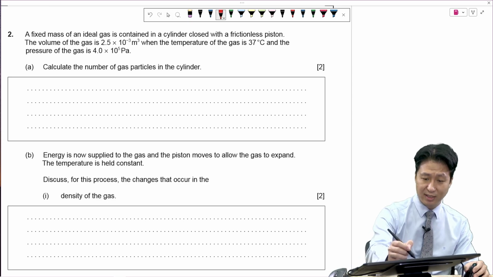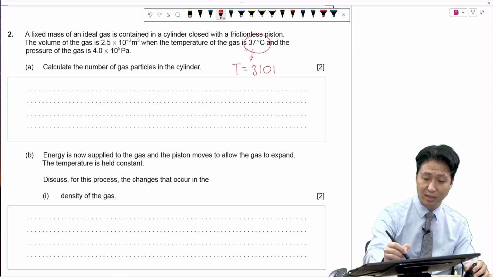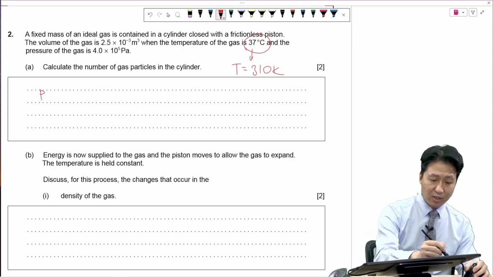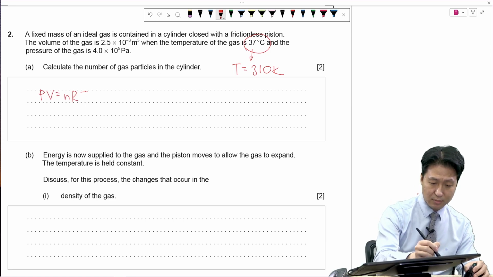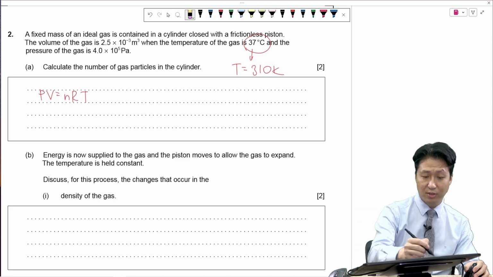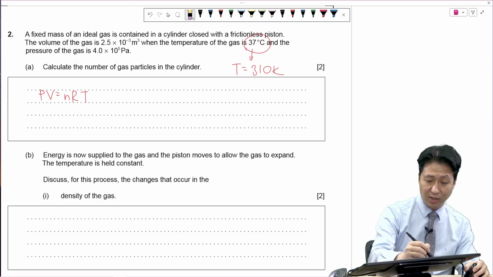So first of all, this is in Celsius, which means you need to convert it into Kelvin, which would be around 310 Kelvin. Next, you might be used to using PV equals nRT. But this just means when you find the moles, you have to convert into number of molecules by using the equation that the number of molecules N is the number of moles times Avogadro's number.